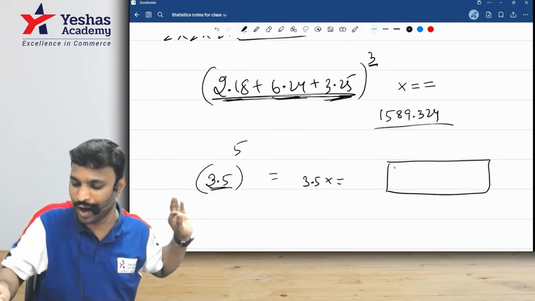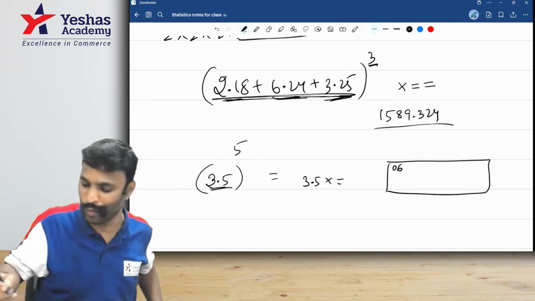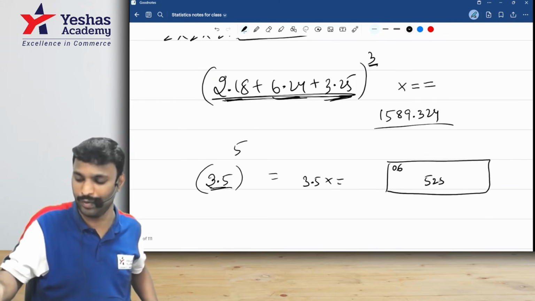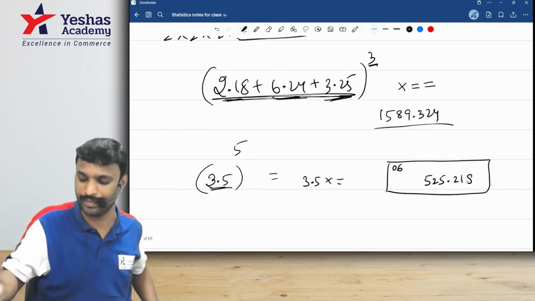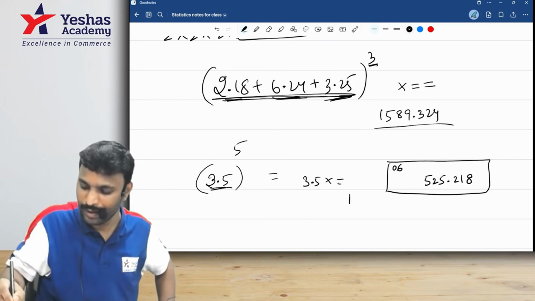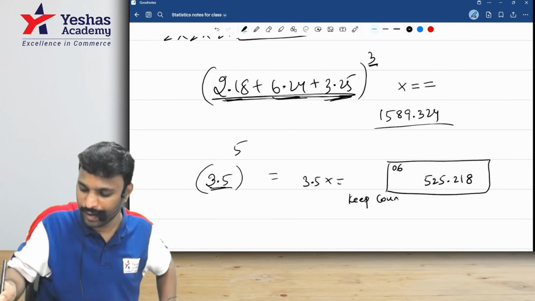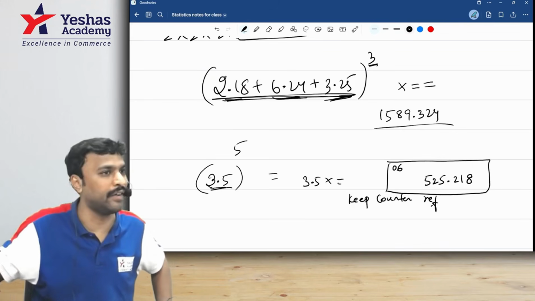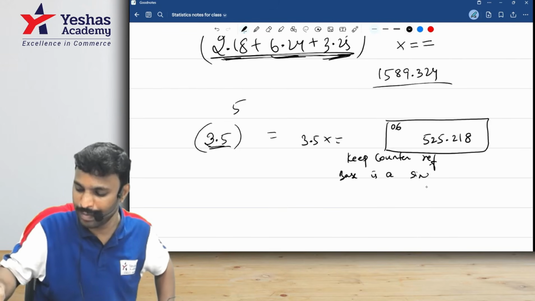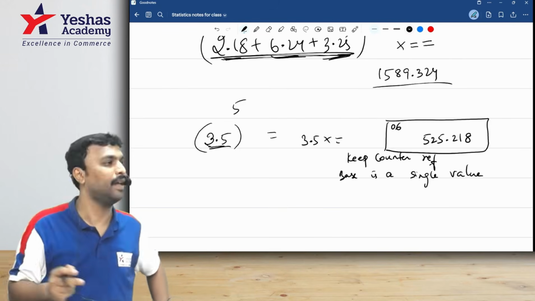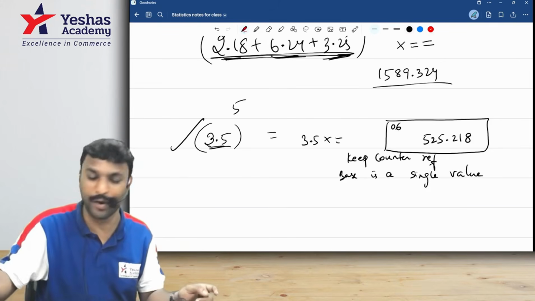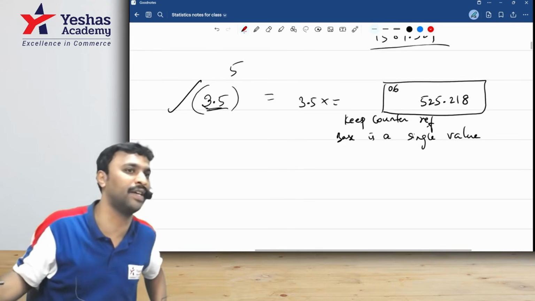The counter reference should be 6. What is the number you're getting? 5. Have you understood? Everybody, keep the counter reference. Why? Base is a single value. Write down like this, you will understand: when to keep the counter reference. Take one more example and write down when to keep the counter reference, and when not to.